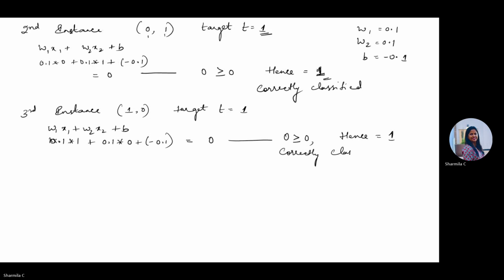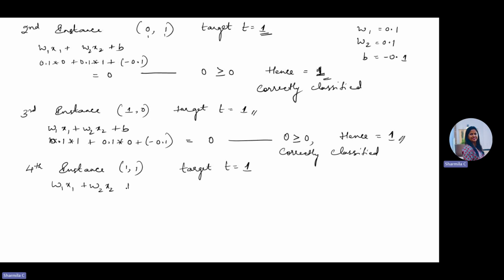So it is correctly classified because the obtained output is equal to the target output. So even these weights are working fine with the third instance. Now I'll consider the fourth instance, that is 1, 1. When it is 1 and 1, the OR function outputs the value 1, which is the target output. So calculate the weighted sum, W1 into x1 plus W2 into x2 plus b. So W1 is 0.1 into 1 plus 0.1 into 1 minus 0.1.